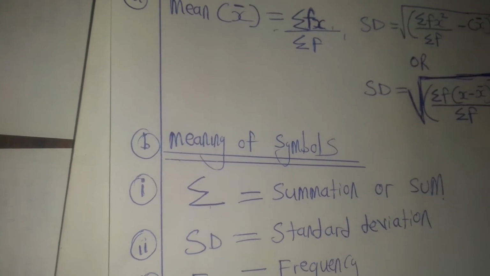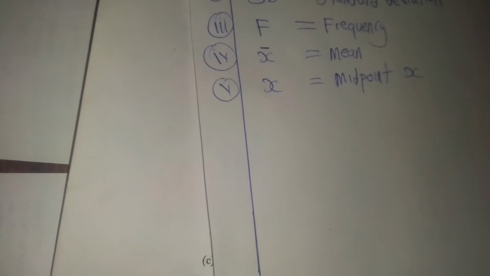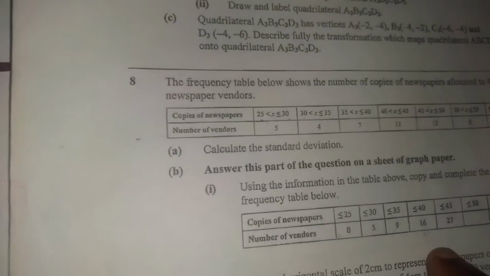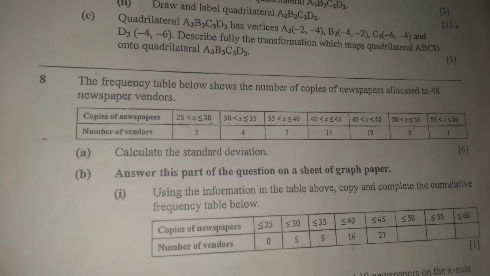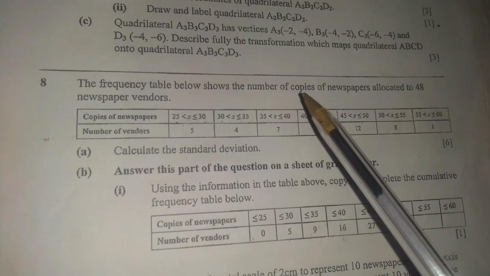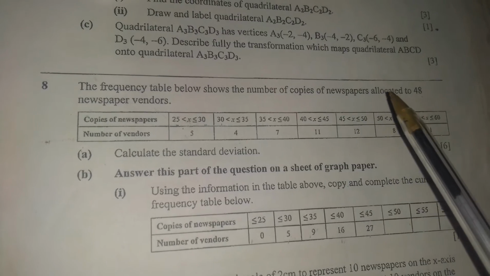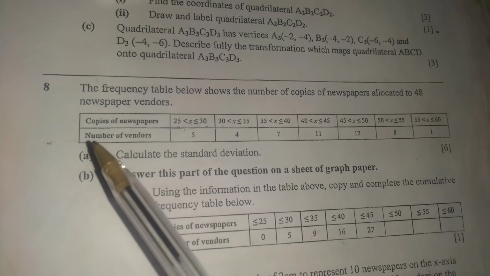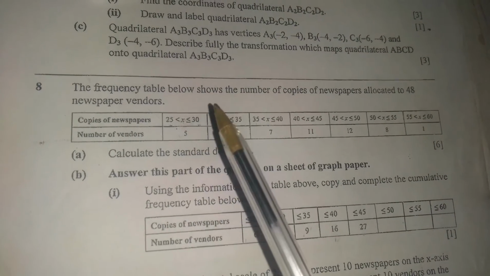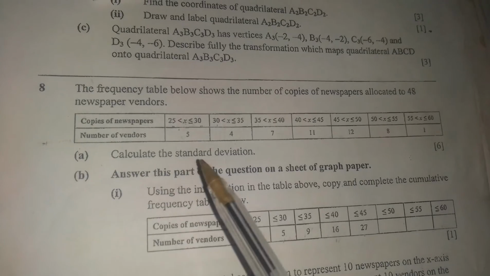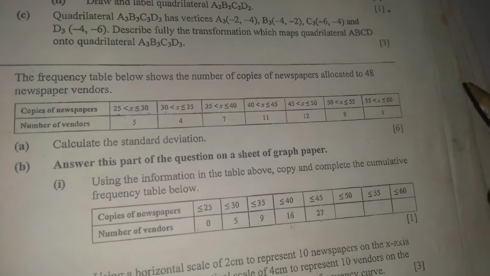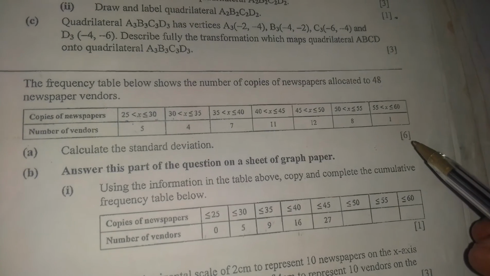So how do we go about this? The first thing we'll look at is how the questions come. This question is picked from GCE 2017, question 8. The frequency table below shows the number of copies of newspapers allocated to 48 newspaper vendors, with copies of newspapers and number of vendors. 8(a): calculate the standard deviation, for 6 marks.